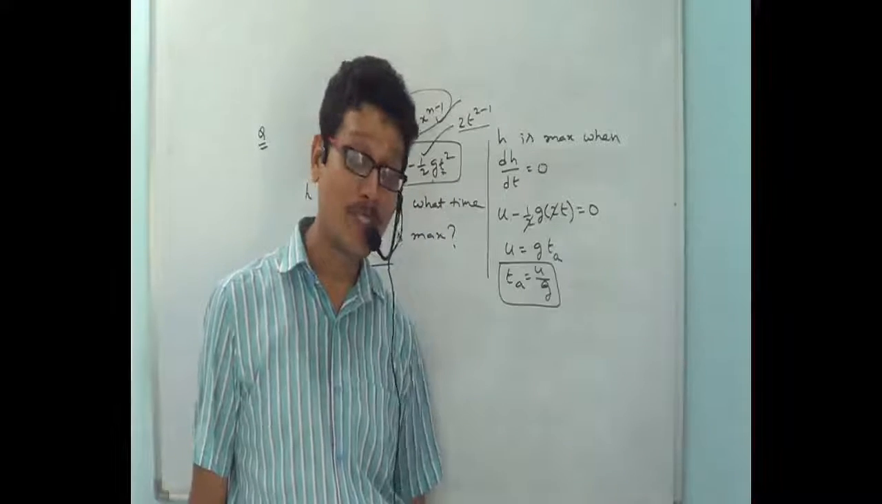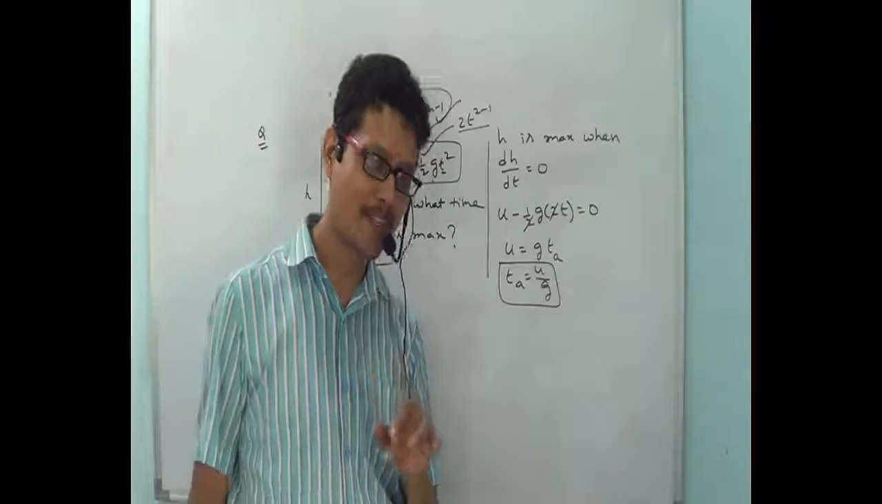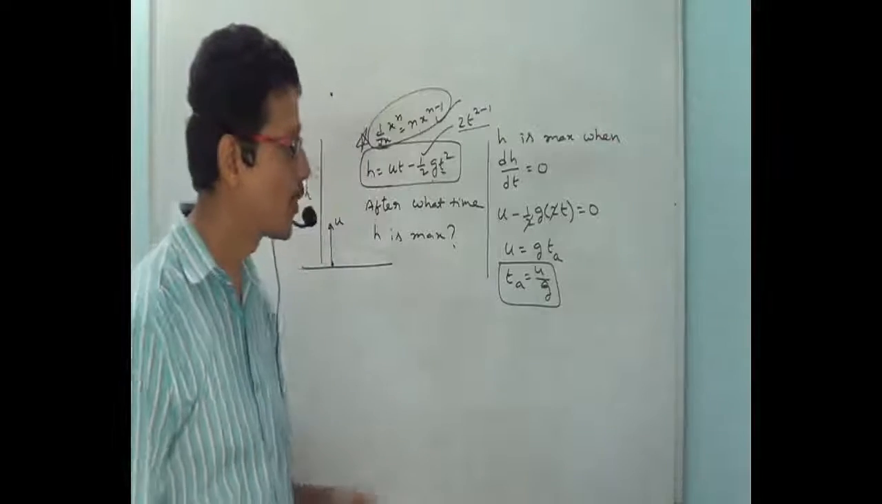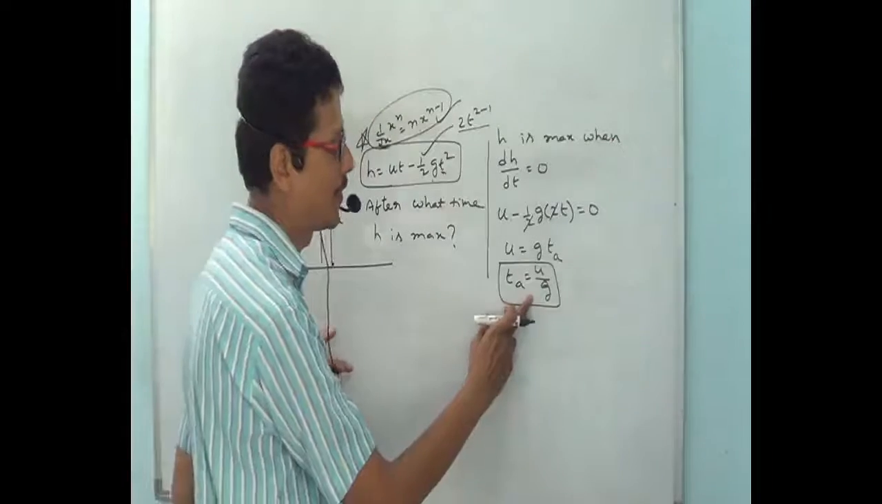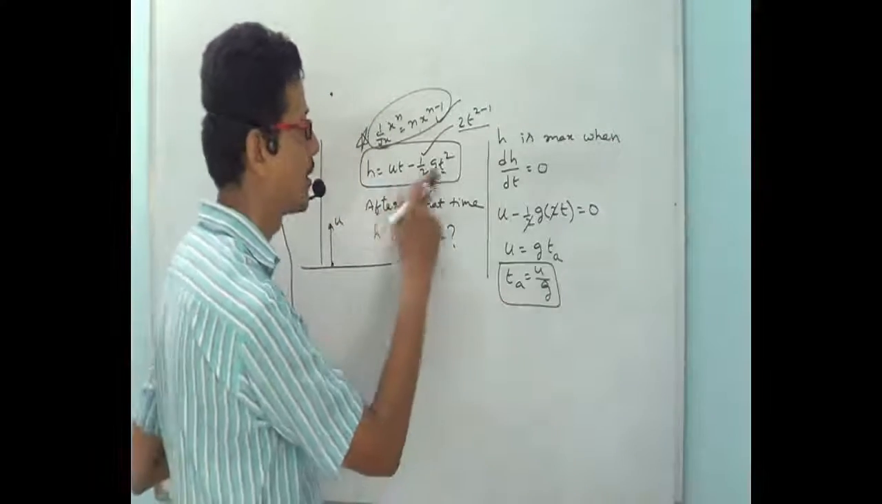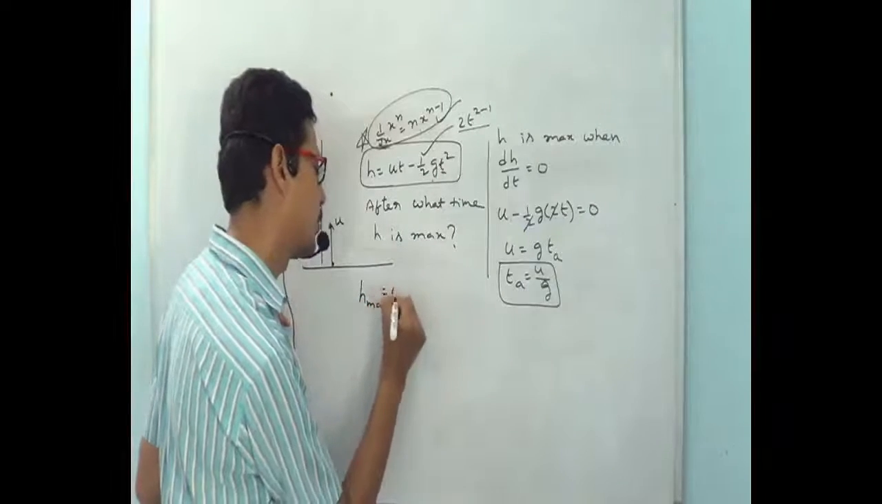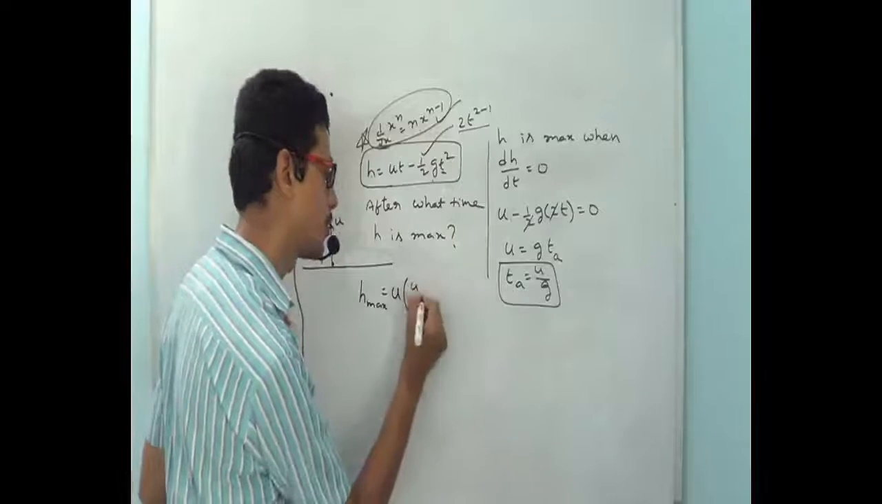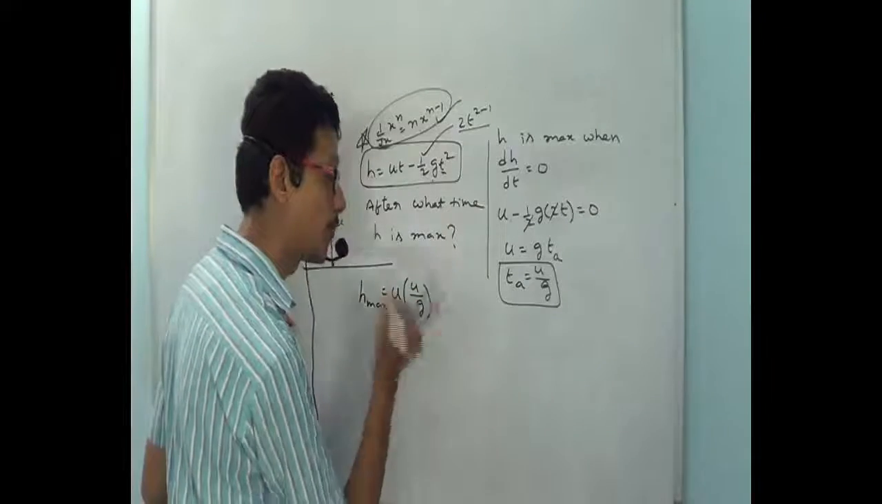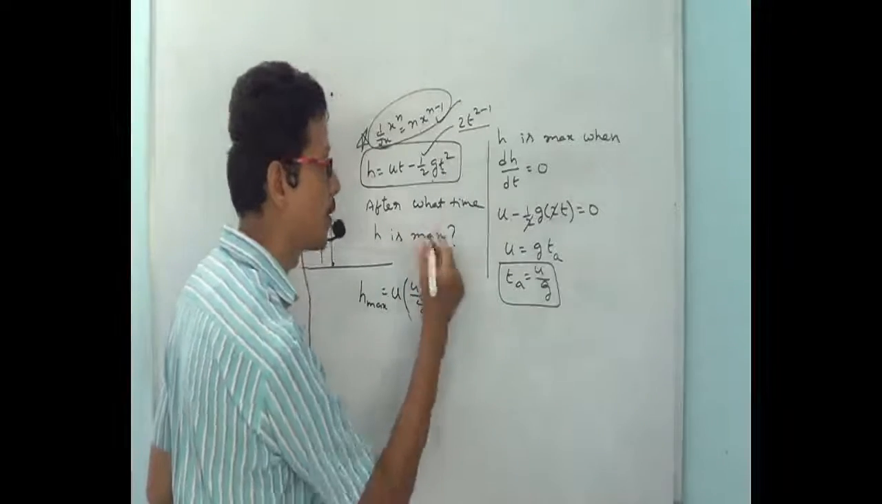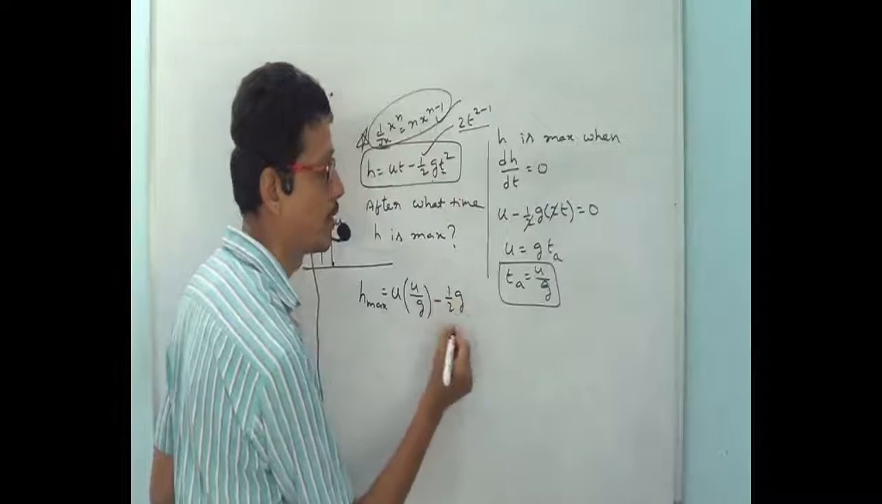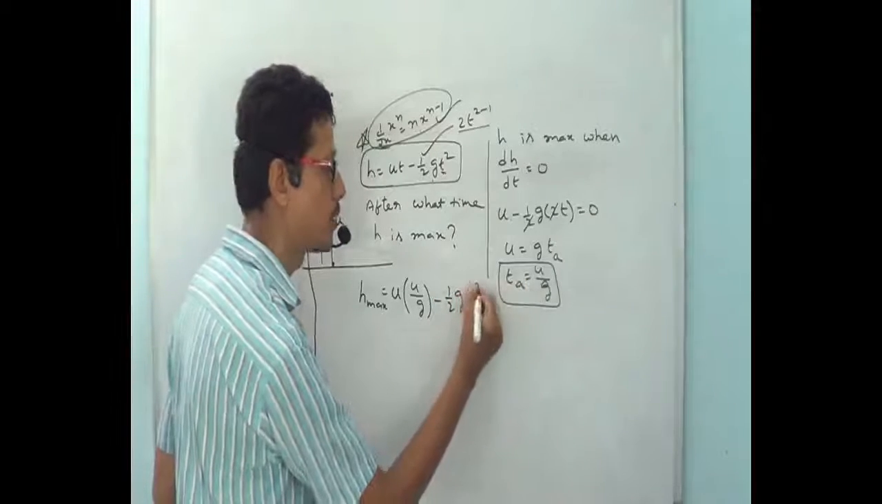And if the question is asked, what is the maximum height? Now we already know at what time the maximum height is attained. So just substitute that t here. So maximum height is ut, where t means you substitute the time at which the maximum height is attained, minus half g t square. T square means u square by g square.